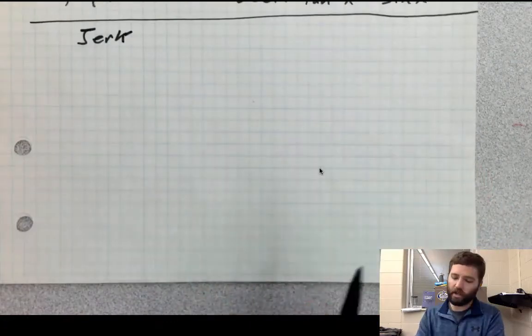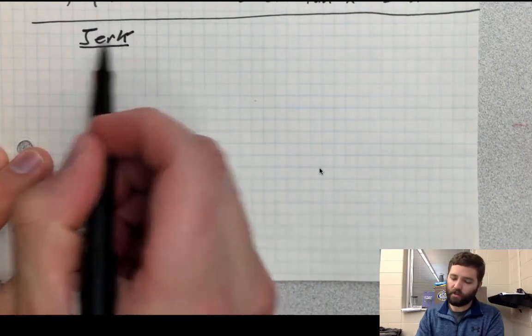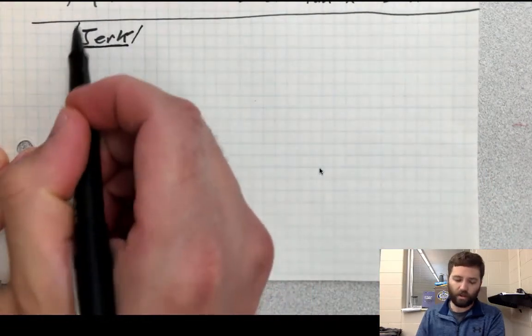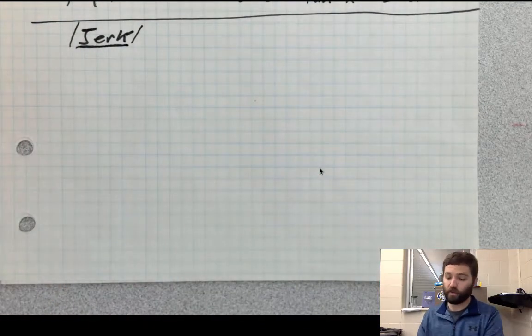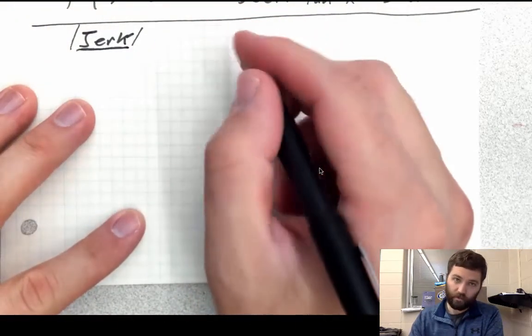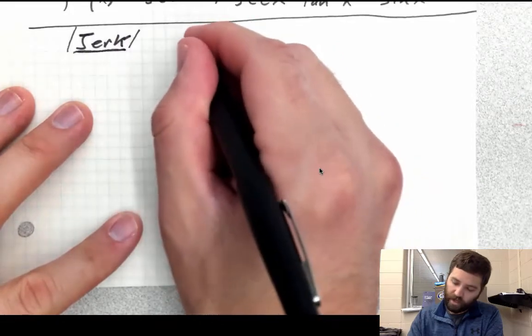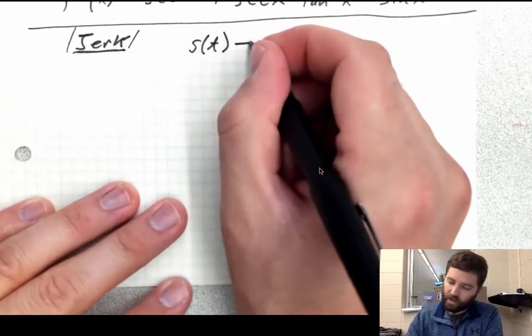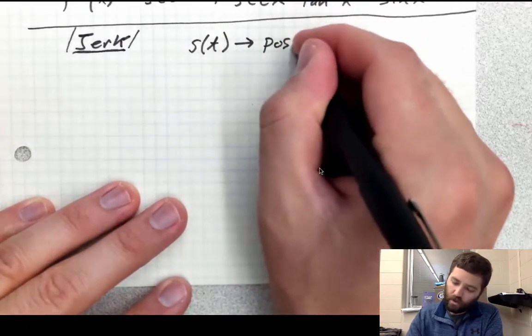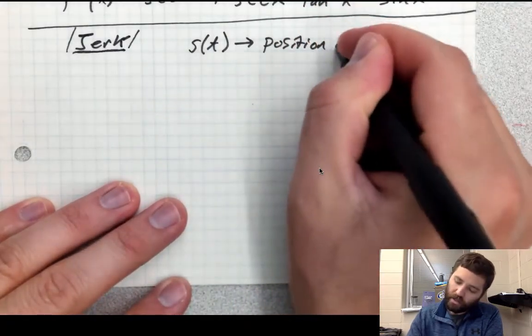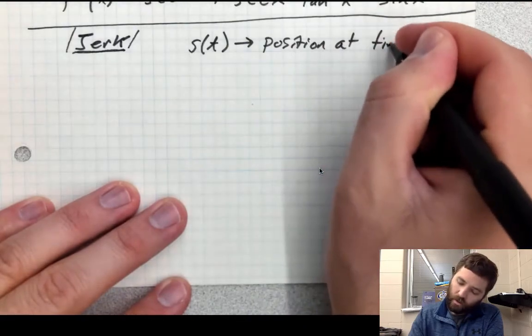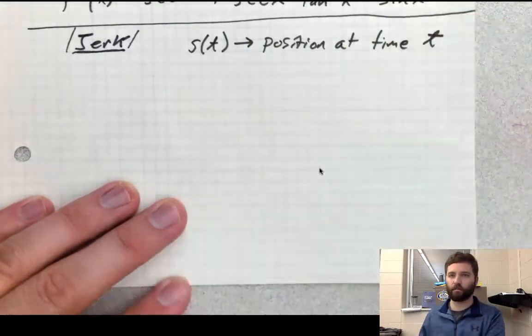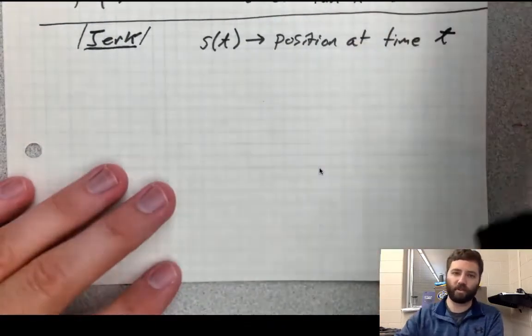Okay, so what is jerk? Well, to define jerk, we need to start with the position function. Let's define s of t as position at time t. Okay, so start with the position function.